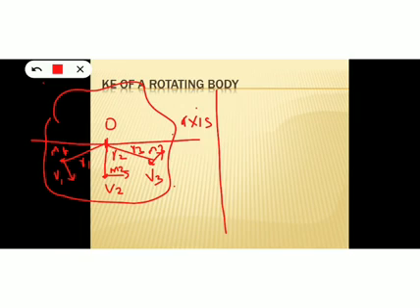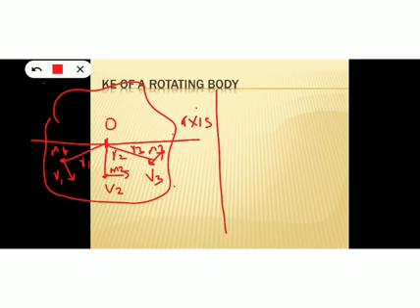Then let another particle m2 be situated at a distance of r2 from the point O. Then v2 is the linear velocity of that particle. Another particle m3 is situated at a distance of r3 from the point O, and v3 is the linear velocity of that particle.